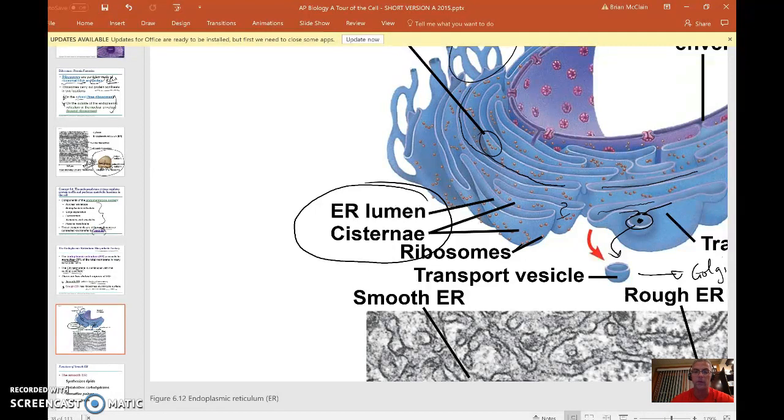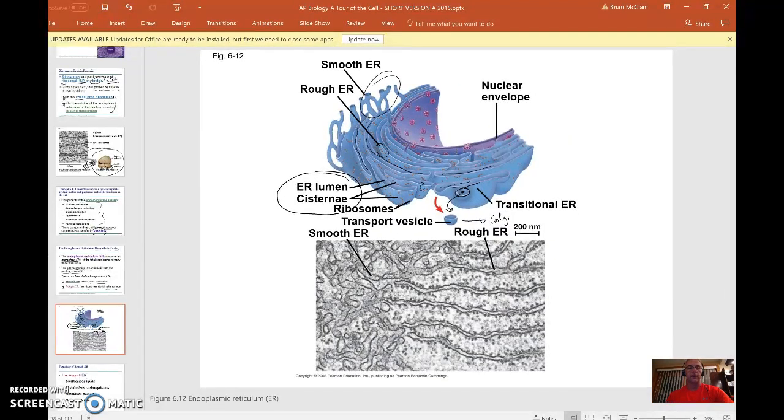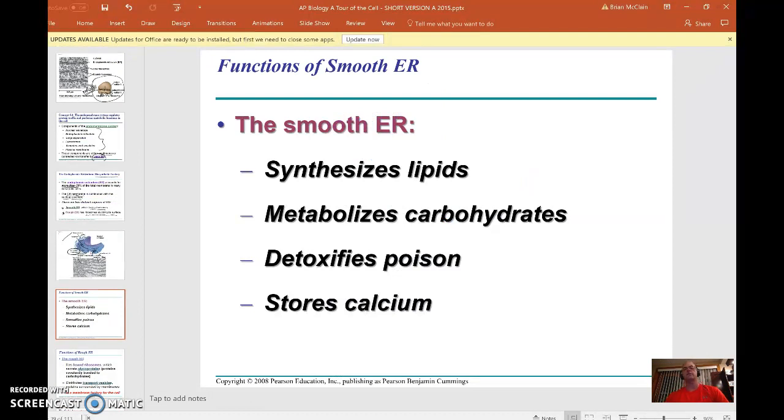So both of those words go interchangeably, but the lumen or cisternae would be the inner area right through here, where you're going to get a lot of that modification and functionality coming in. So let's start off up here with the smooth ER and look at the main things. Big things to keep in mind is we're going to be able to synthesize different molecules, so a lot of lipid synthesis. And when you're thinking about lipids, you're talking about triglycerides and phospholipids, but you're also talking about steroids.